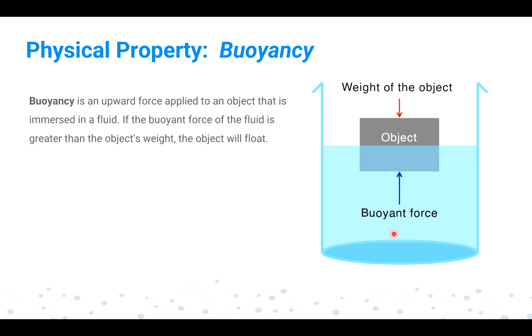Physical properties such as buoyancy. Buoyancy is, you can say, the upward force applied to an object when it is immersed in a liquid. Like when you are trying to put anything in a bucket, suppose the bucket is filled with water and you are going to put something inside, you will find that whatever force you are applying to put that into the bucket, the same force is coming from downward to that object, and that is called buoyancy, buoyant force.